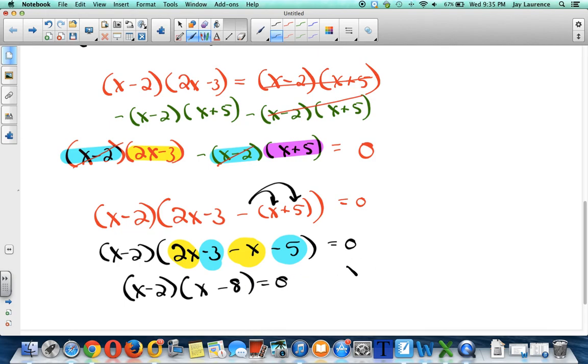Now I'm going to use zero product property. x minus 2 equals 0. x minus 8 equals 0. All right, so I solve this, I'll get x equals 2. If I solve that, I'll get x equals 8. My solution set is 2 and 8, just like that.